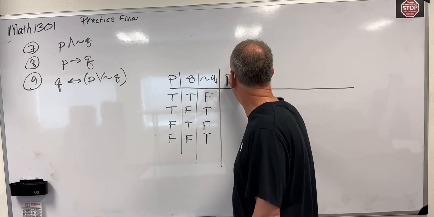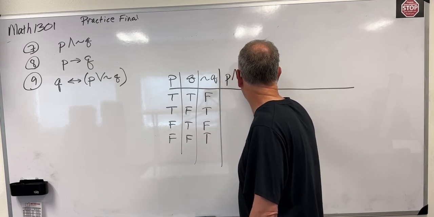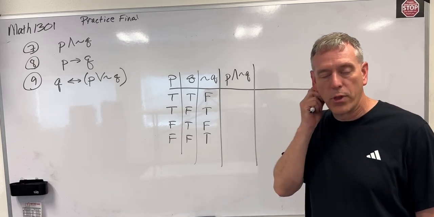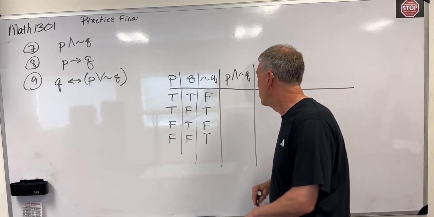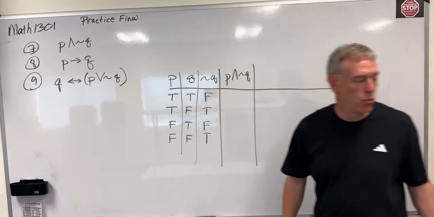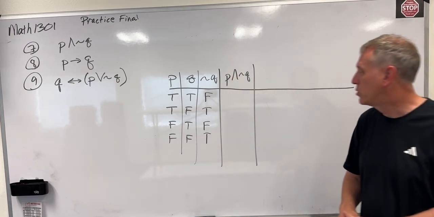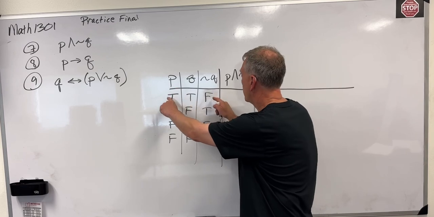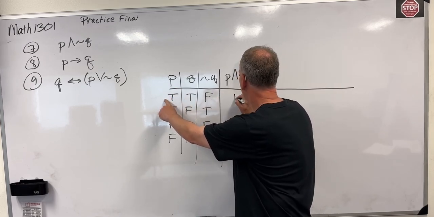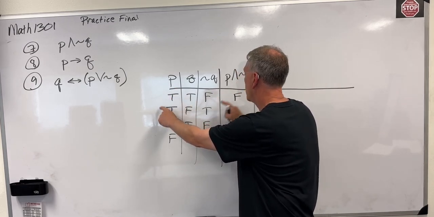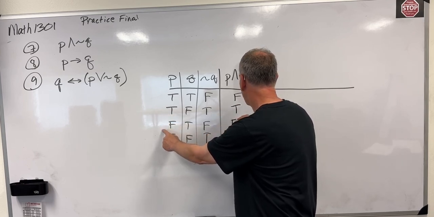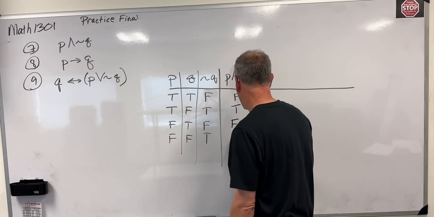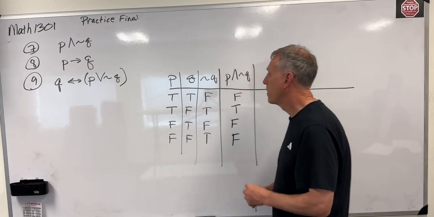And then we need P and not Q. And means in order for them to be true, they both have to be true, or that's false. We're going to look at these two columns, this one and this one. We have true, false. That's false because they both have to be true. We have true, true. That one's true. We have false, false. That is false. And false, true. That is also false.